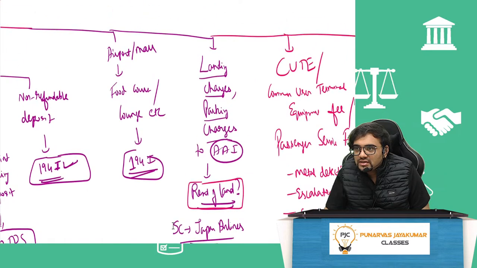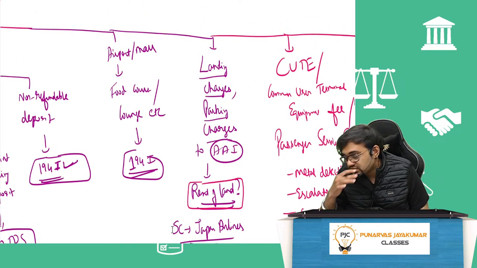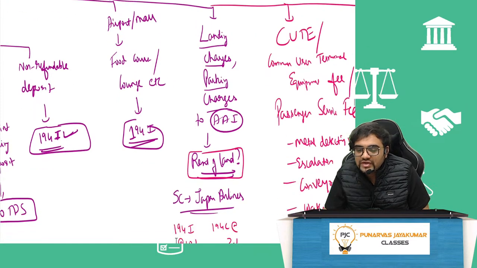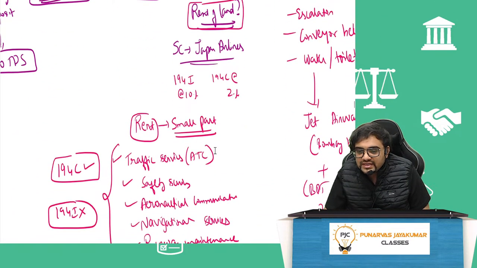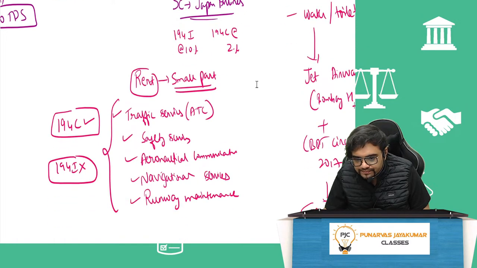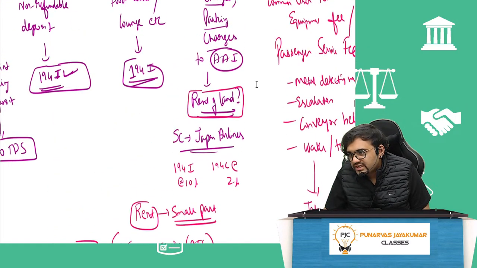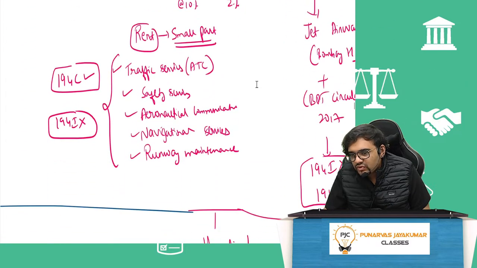On the other hand, the airlines have to pay some landing charges, parking charges to Airports Authority of India. Is that rent of land? Yes, it was D, or is it like 194C or 194I? So they said, since it involves many things, traffic services, safety services, aeronautical communication, navigational services, it will come under 194C and not 194I.